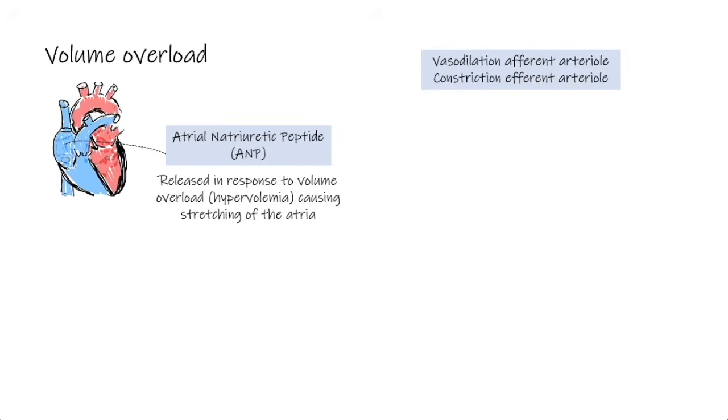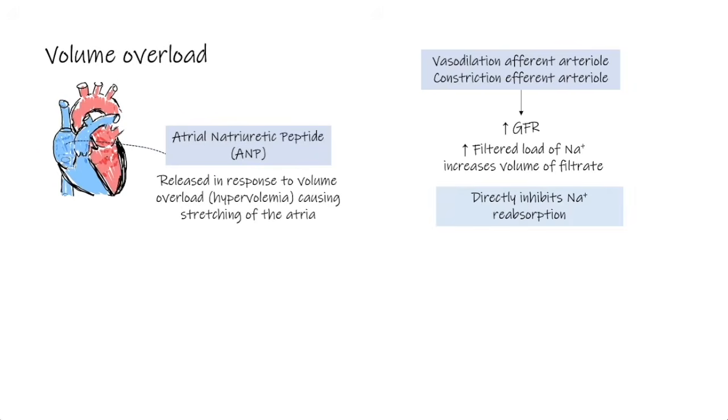ANP has several actions which will help to defend against the volume overload. First, it causes vasodilation of the afferent arteriole and constriction of the efferent arteriole. The combined effects result in a significant increase in glomerular filtration rate. This increases the filtered load of sodium, as well as increasing the volume of filtrate present. ANP directly inhibits sodium reabsorption. So we have an increased load of sodium.